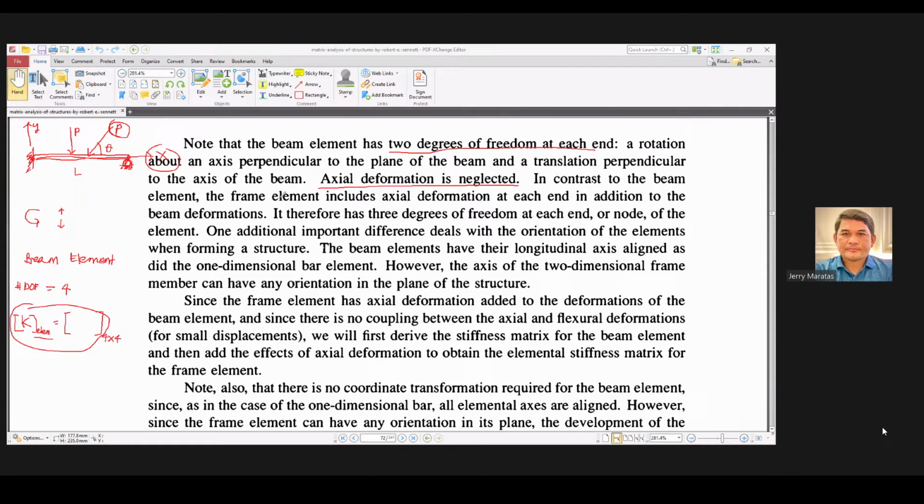Now, in contrast to the beam element, the frame element includes axial deformation. That's what I have emphasized earlier. Okay, in addition to the deformations of the beam, its rotation and translation. So therefore, it has 3 degrees of freedom at each end for the frame element. Okay, so for a beam element, which is our focus for today's session, 2 degrees of freedom per node. So meaning per element, it has 4 degrees. Okay, so let's go straight to our K.